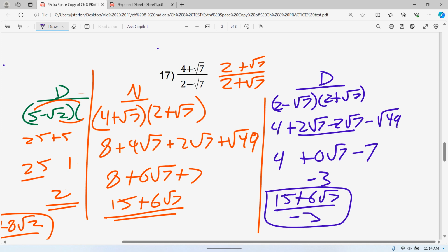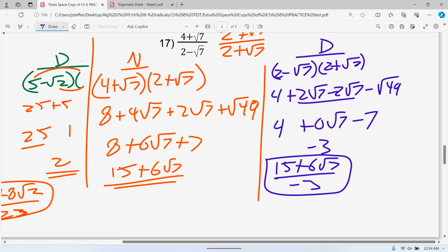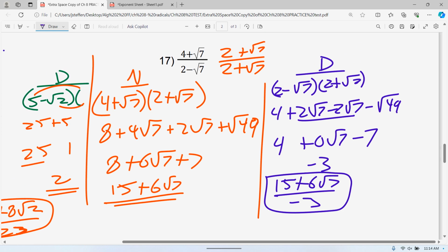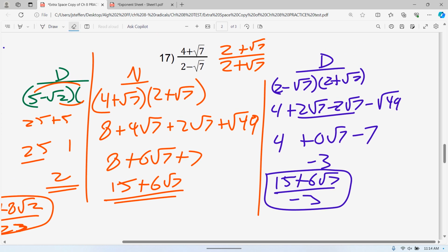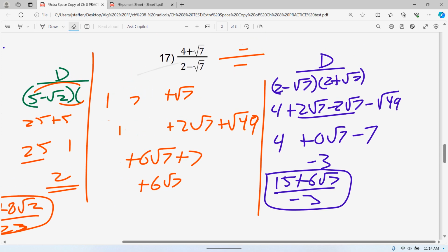So the other thing that I'm going to do for this one, this is not on your practice test, but I wanted to show you because I did put one on the test that was like this. Let me see if I can. Let me just do it this way. Let me erase all this real quick.